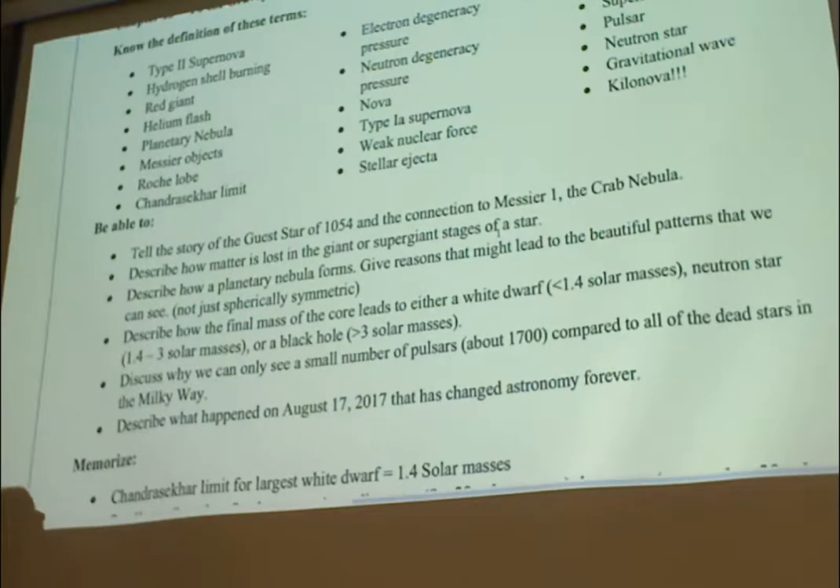Neutron degeneracy pressure is a different thing, which I feel like I shouldn't talk about yet. Let me keep going with the Chandrasekhar.